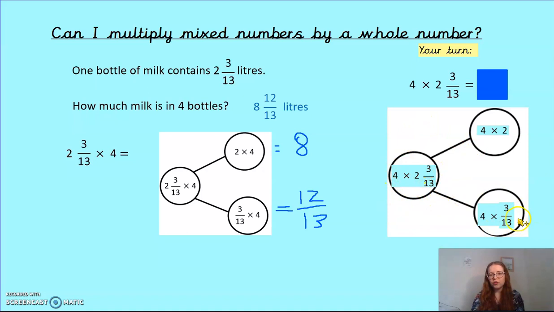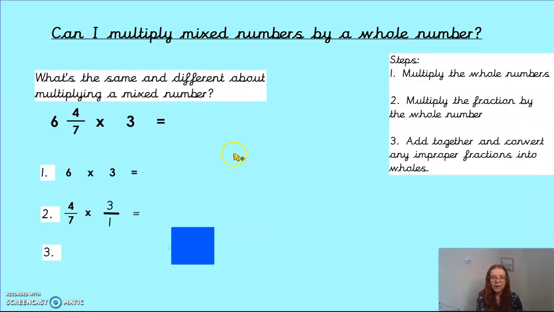So what do you notice about this calculation? It's exactly the same calculation we've just done. I've just swapped them around to see if I can fool you. So hopefully you'll have worked out that the answer is 8 and 12/13. So that's how we can use partition to help us when multiplying mixed numbers.